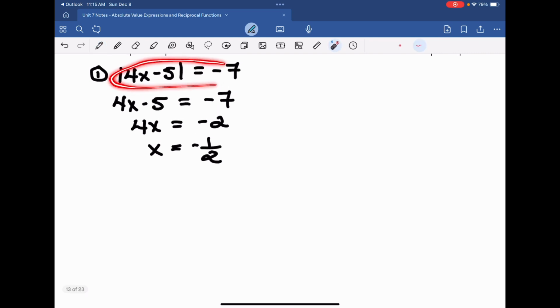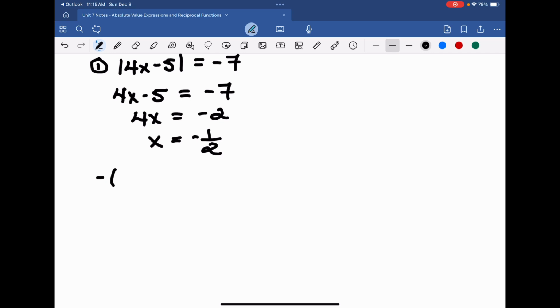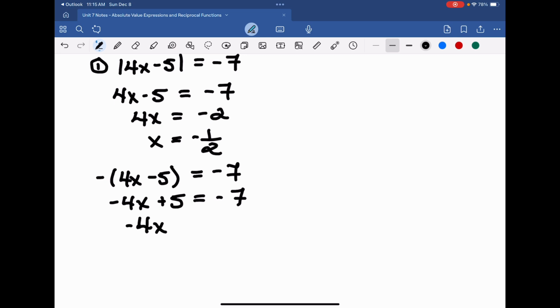So I'm just going to take from this equation here that we've set up, now that we've isolated that absolute value on the left-hand side, I'm going to write this as negative 4x minus 5. Remember, we take all of the same things and put a negative out front, is equal to negative 7. This gives us negative 4x plus 5 is equal to negative 7. I subtract 5, giving me negative 4x is equal to negative 12. I divide both sides by negative 4, and I end up getting that x is equal to positive 3.